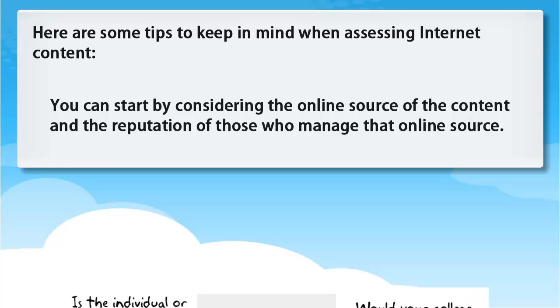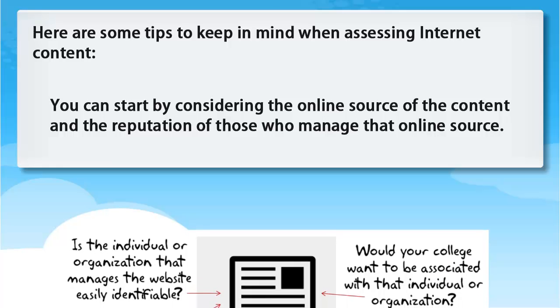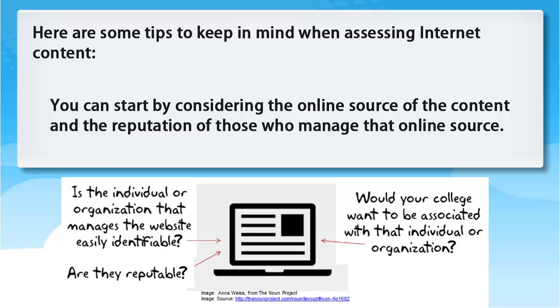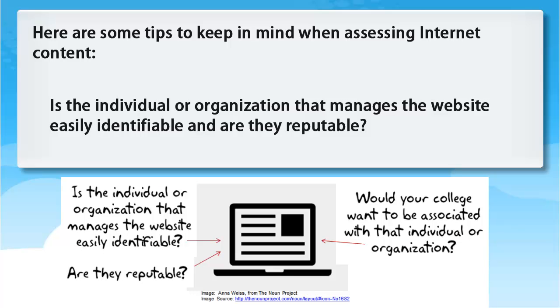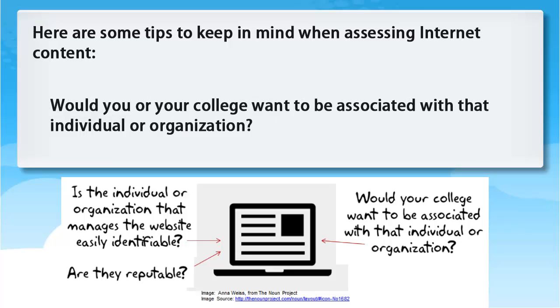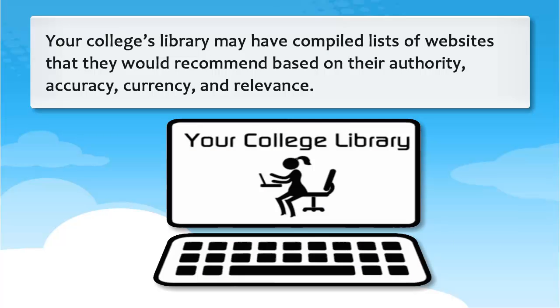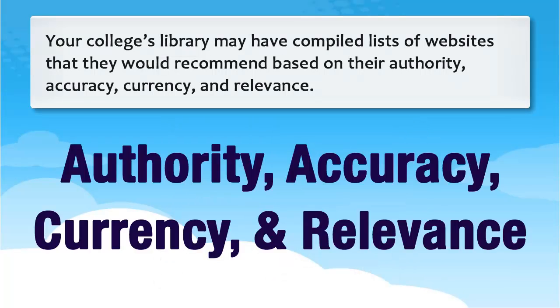You can start by considering the online source of the content and the reputation of those who manage that online source. Is the individual or organization that manages the website easily identifiable, and are they reputable? Would you or your college want to be associated with that individual? Your college's library may have compiled lists of websites that they would recommend based on their authority, accuracy, currency, and relevance.